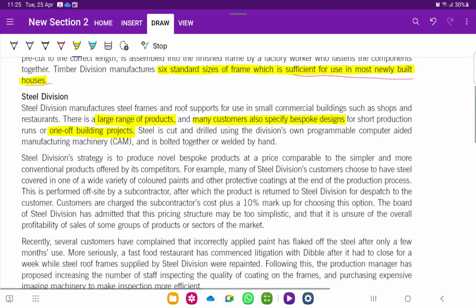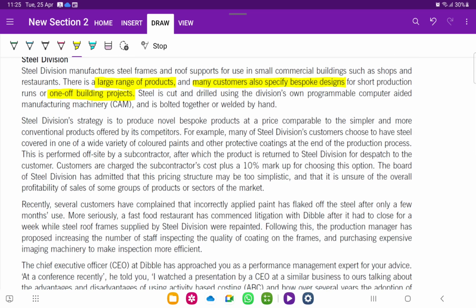by hand, right? Steel division strategy is to produce novel bespoke products at a price comparable to the simpler and more conventional products offered by its competitors, right? So what's given here? The company is producing a customized product, and surprisingly the prices are comparable to the simple and more conventional product offered by competitors.